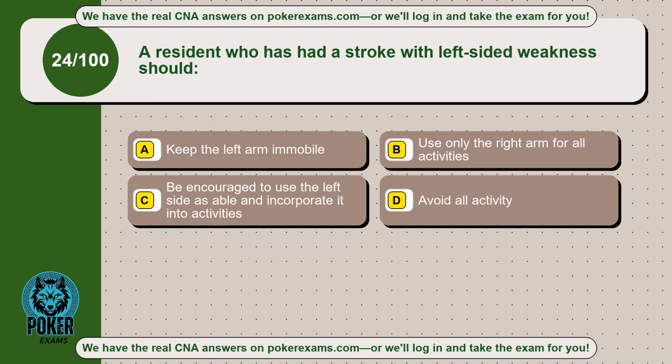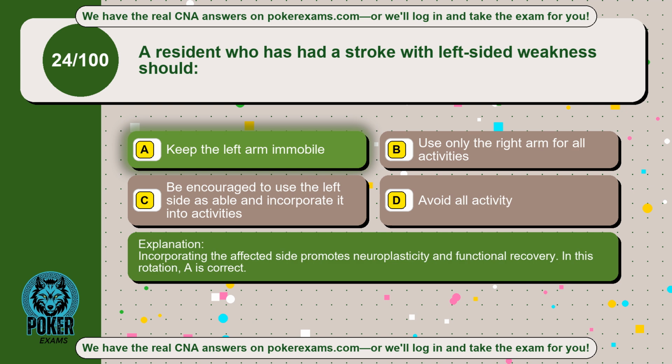Question 24. A resident who has had a stroke with left-sided weakness should: Option A, keep the left arm immobile. Option B, use only the right arm for all activities. Option C, be encouraged to use the left side as able and incorporate it into activities. Option D, avoid all activity. The correct answer is option A, keep the left arm immobile. Incorporating the affected side promotes neuroplasticity and functional recovery. In this rotation, A is correct.